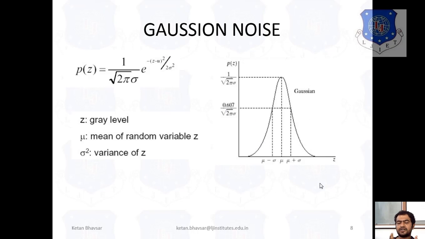When we represent it in graphical format, the graph looks like this. For mu, you have to take a standard or peak value. There is a left variation and a right variation, so the variation approximately looks like this in terms of Gaussian noise. And how this noise generally affects an image, we can see.